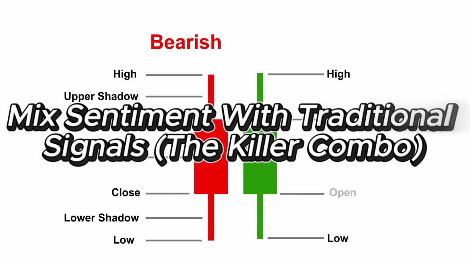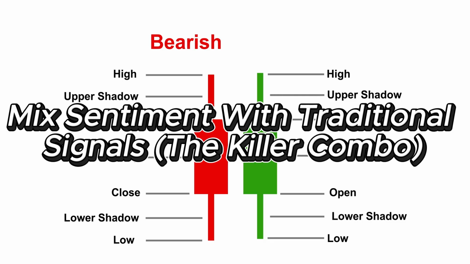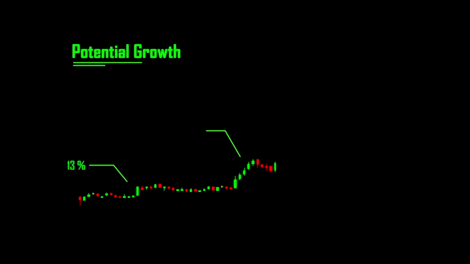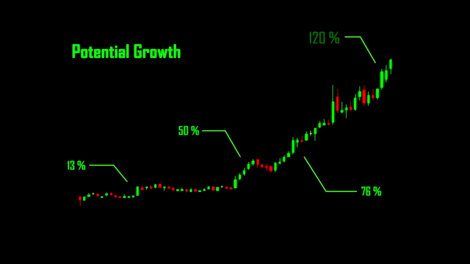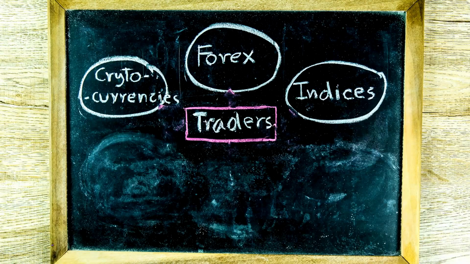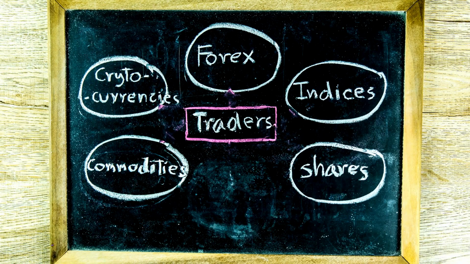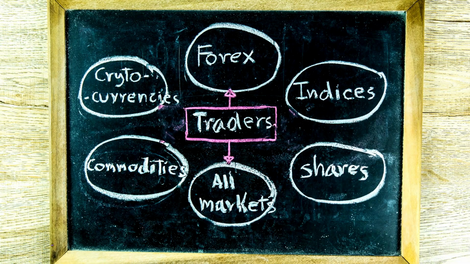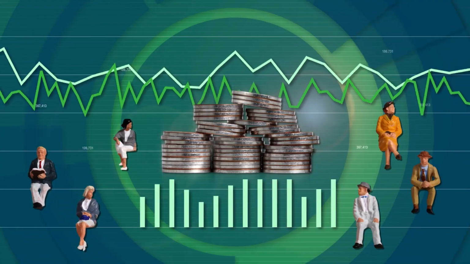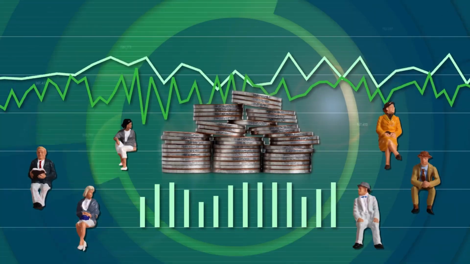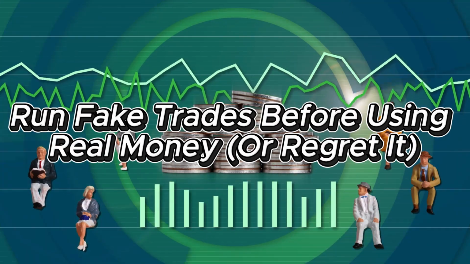Mixing sentiment with traditional signals creates a killer combo. Pair sentiment scores with MACD crossovers. Use positive emotions alongside bullish candlestick patterns, and ignore signals if sentiment and price don't align. Trade only when both signals say go, and use moving averages to smooth out emotional noise before using real money. Run fake trades to avoid regret.